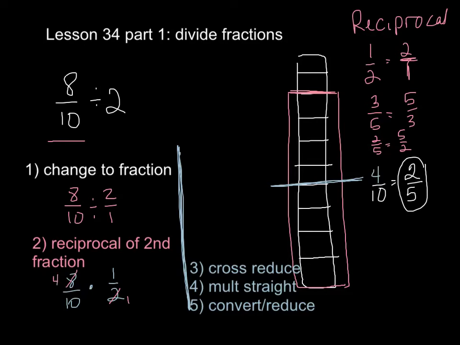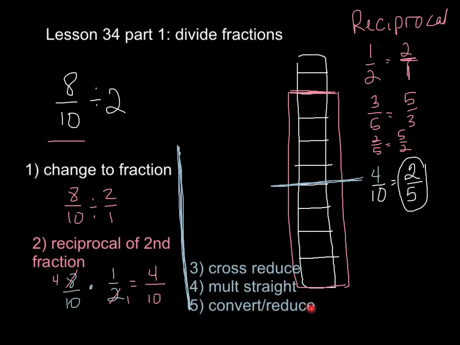And then we multiply straight across. That's multiply, I just shortened it. Multiply straight across. 4 times 1 is 4. And 10 times 1 is 10. And then our final step, convert if we need to. No, that's a proper snowman. It's a proper fraction. He's not upside down on his head.